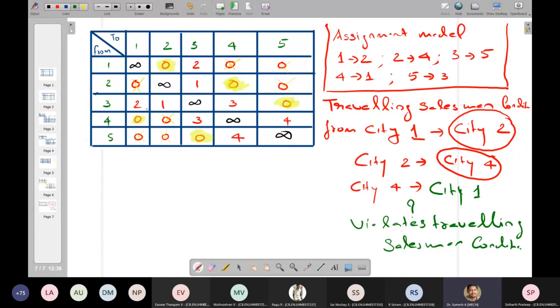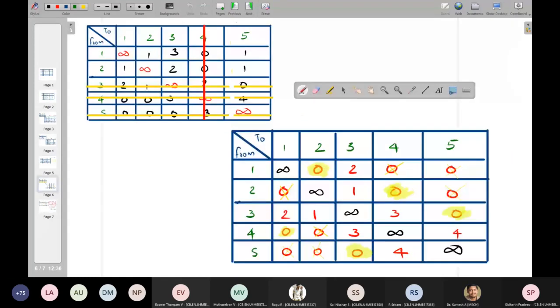Doubt, sir. Yes, please. It should be 1 to 2, 2 to 3, 3 to 4, like that, sir, the model for traveling salesman. Maybe sometimes like that, or sometimes it can start from any other location also. Okay. It need not always be like that.